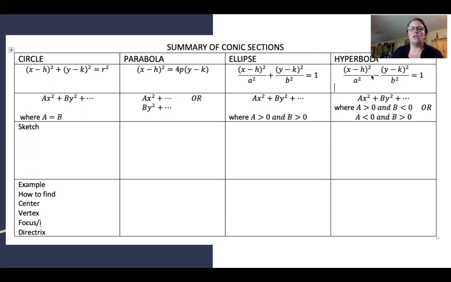When you're looking at a hyperbola, you're going to determine whether it's vertical or horizontal based on where the negative is. For an ellipse, you're going to determine if it's vertical or horizontal based on whether a squared or b squared is larger. So again, you really want to put all that kind of information in your summary. I would recommend that you include a sketch and then also an example of how to find the center, the vertex, the foci, and the directrix.